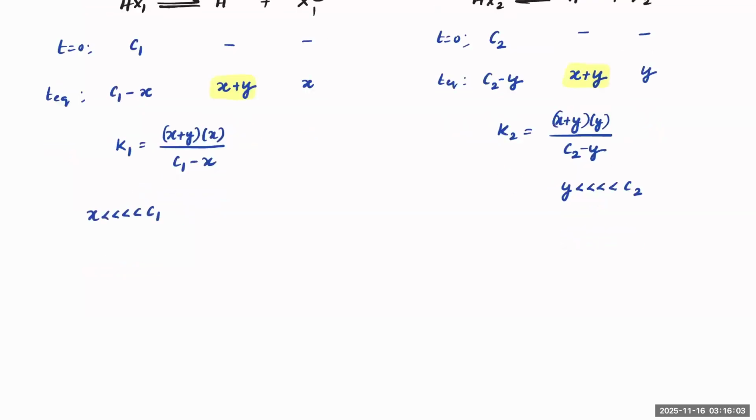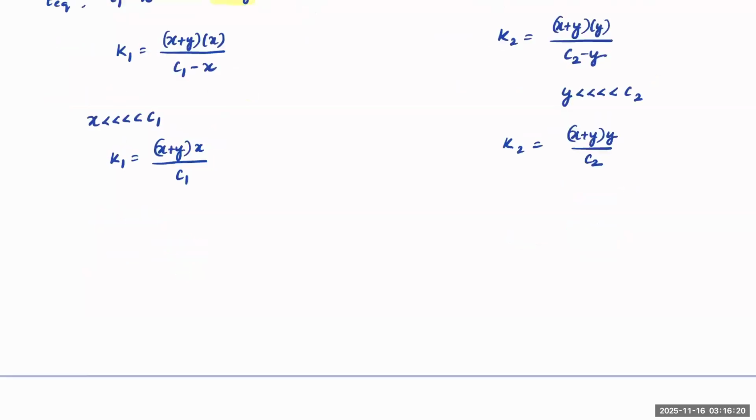Hence, I can say K1 value now will be equal to (X plus Y) multiplied by X divided by C1. And K2 value will be equal to (X plus Y) multiplied by Y divided by C2. So from here, can you notice something? We are getting K1 C1 is equal to (X plus Y) into X, and K2 C2 is equal to (X plus Y) into Y.